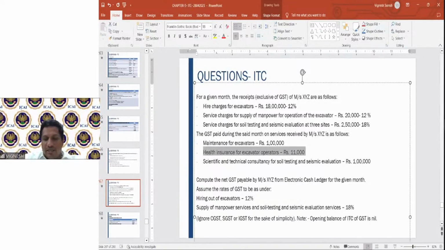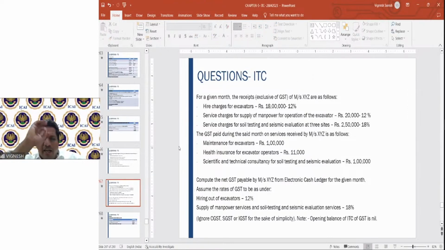Then scientific and technical consultancy GST paid is 1 lakh. Another very, very tricky thing here. See, the GST paid, this wording is very important. This is the difference between a CA exam and a non-CA exam. In a CA exam, if you forget to look at this GST paid, you just say paid, you forget to read the word GST here. Paid during the said month, maintenance 1 lakh, health insurance 11 lakhs, GST rate also he has given. You will do 18% of this 1 lakh and 12% of this 11,000, and you'll end up making a mistake.